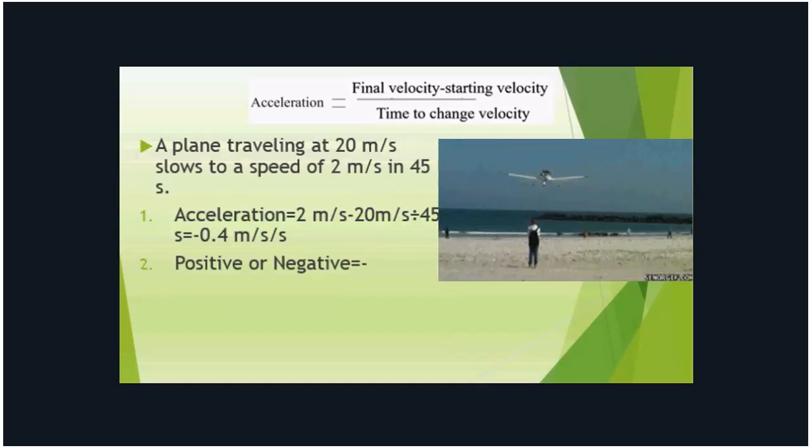So if you take 2 minus 20, you should be getting negative 18 meters per second divided by 45, which is negative 0.4 meters per second. It's a negative number, and they slowed down.